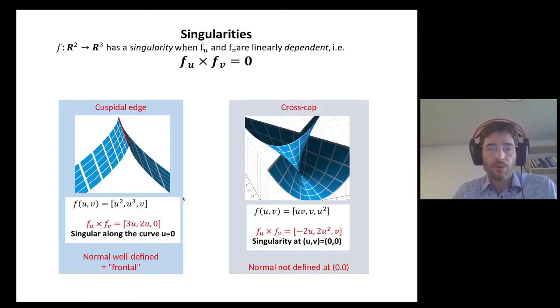And here's two fairly representative examples of singularities. This one is what's called a cuspidal edge. It just looks like a folded piece of paper. And this one is called a cross cap. It's just at one point. So one of the differences between these two singularities is that here you have a well-defined normal, which will be important later, along the curve, but here you do not.